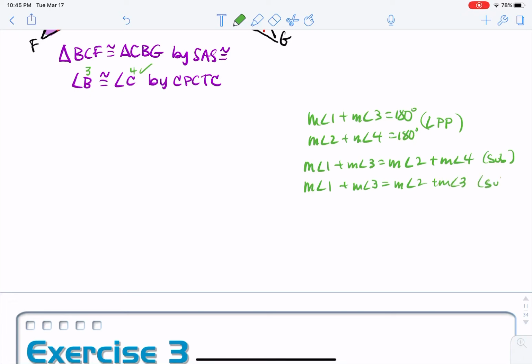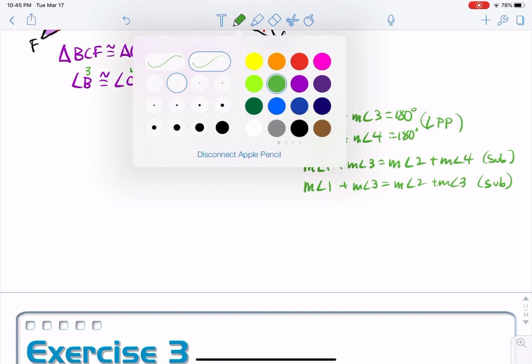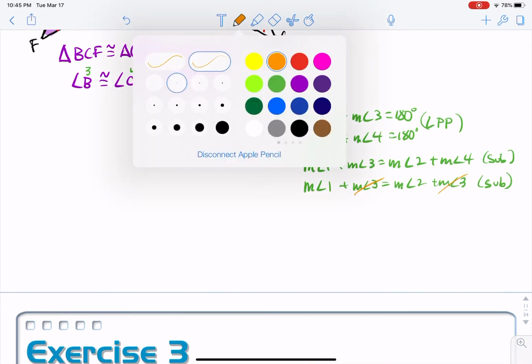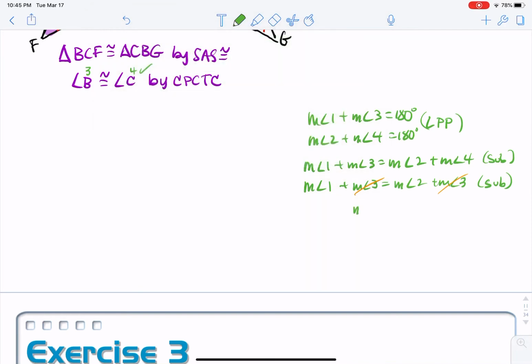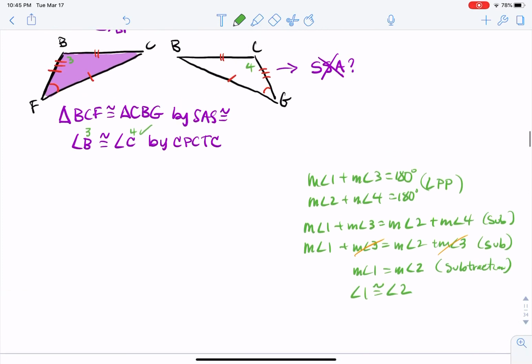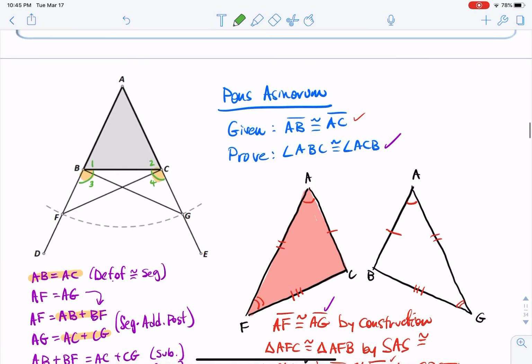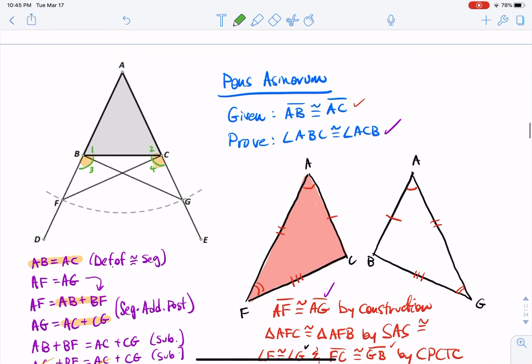Also a substitution. And even though I said that I liked angle 3, getting rid of them, going to subtract it from both sides in order to get measure angle 1 is equal to the measure of angle 2, subtraction. And if you prefer, angle 1 is congruent to angle 2, or as we stated way back here, angle ABC is congruent to angle ACB.